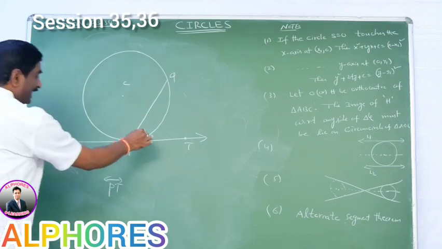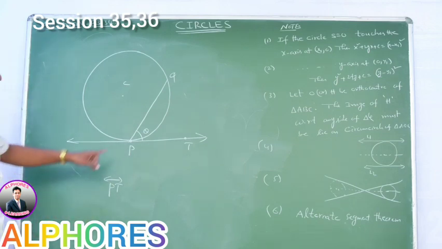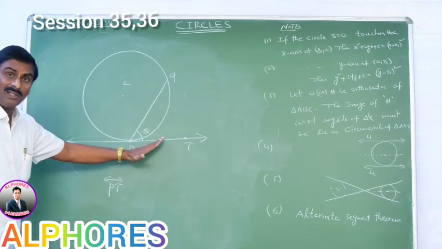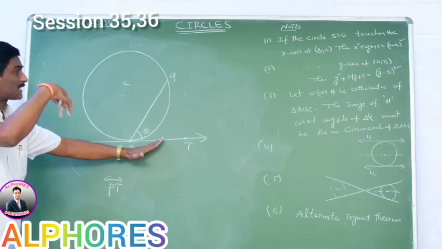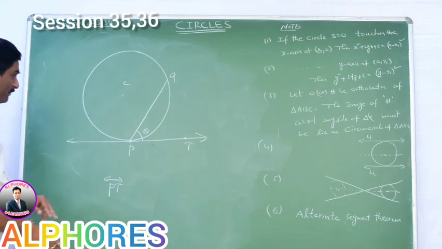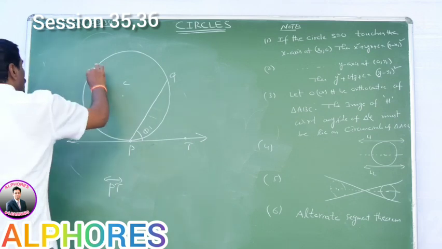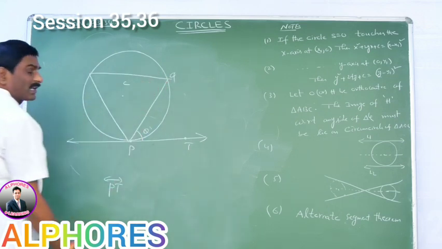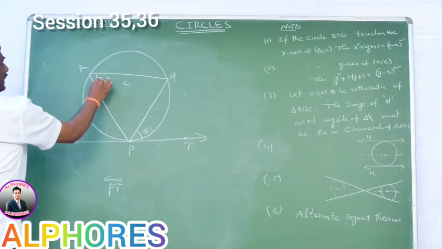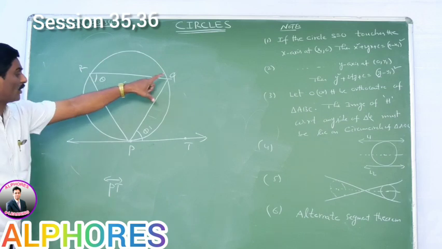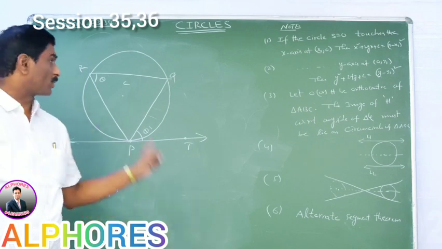Then the angle between the tangent and this chord is equal to the angle in the corresponding alternate segment. That means the corresponding segment is this one. Angles in the same segment are equal. Say this is one of the points on the alternate segment. This angle is also theta. That means angle PRQ is equal to angle QPT. It is said to be the alternate segment theorem. Very, very important. Please note the diagram.